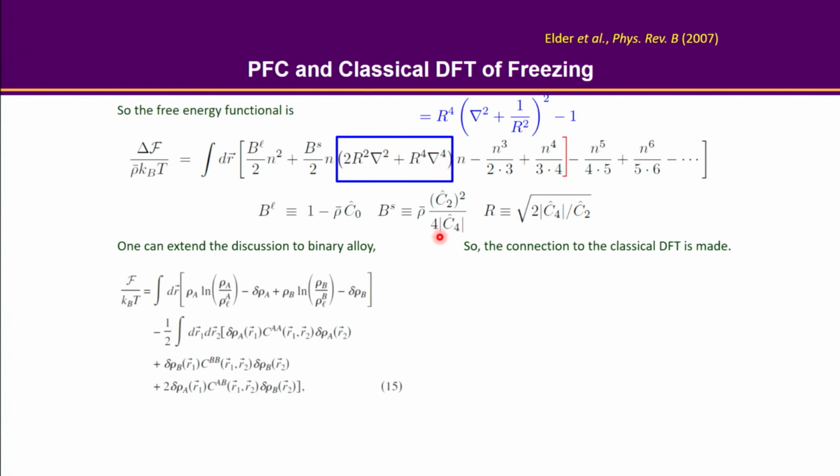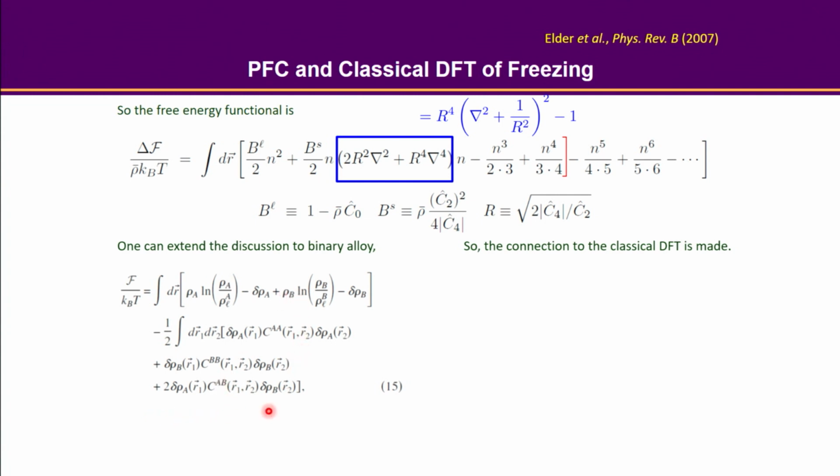Similarly, if you want to extend the discussion to binary alloy, what we have before is just a single material, like BCC iron, for example. But if you understand all this expansion of the density functional theory, now you can just simply extend the discussion to the binary alloy. So you're still expecting ideal terms, like rho A log rho A minus delta rho A and rho B log rho B term. But for the correlation function, you are expecting to have the AA correlation, which for the pure material, that's what we did, right? And also the BB correlation and the AB correlation.